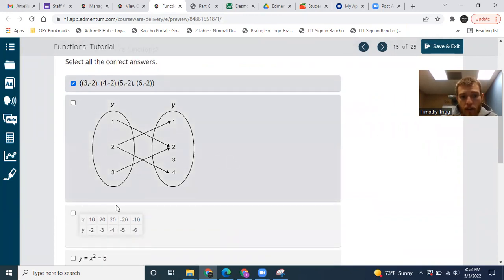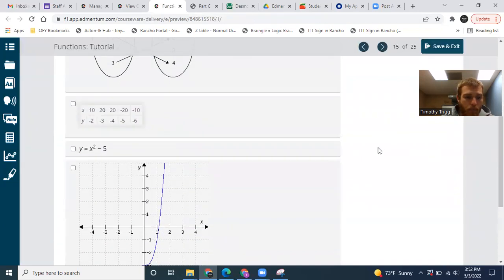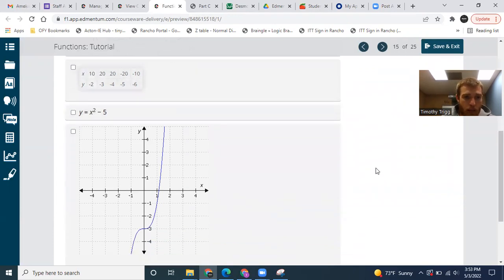Okay, this one's not a function because, see, the input of 2 has multiple outputs, right? The input of 2 has multiple outputs. So therefore, this is not a function because of that 2 there. All right, let's see here. Do we see the x value repeating? Well, yes, we do. See 20 and then 20 here, and they have two different outputs. So this input of 20 has two different outputs, so this is not a function. Okay. This one would be a function.